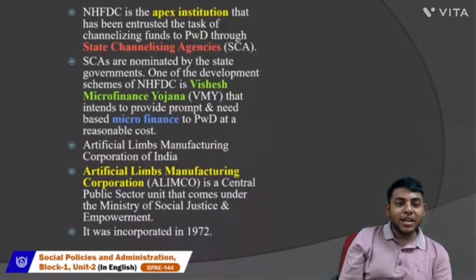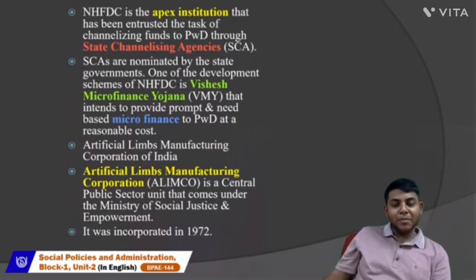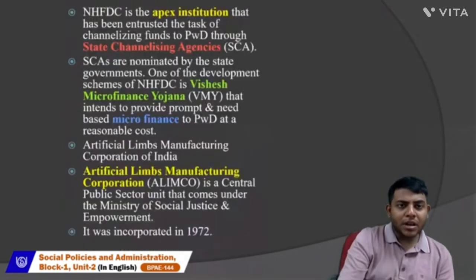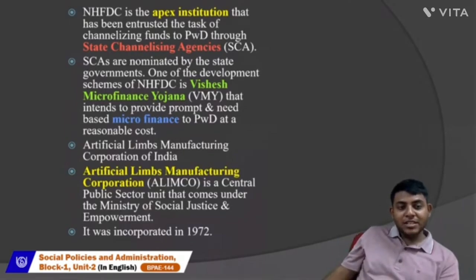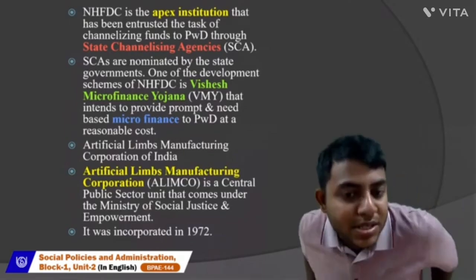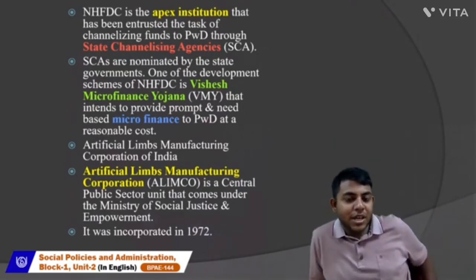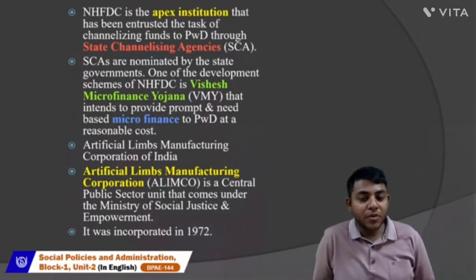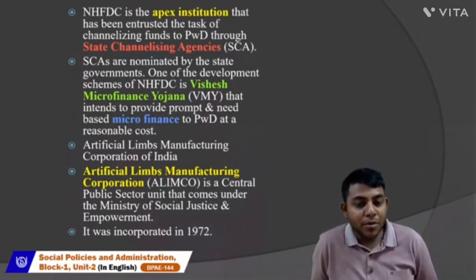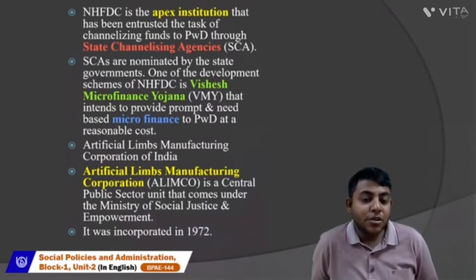So the National Handicapped Finance and Development Corporation is the apex institution that has been entrusted the task of channelizing funds to persons with disabilities through the state channelizing agencies or the SCAs. So these state channelizing agencies are nominated by the state governments. And one of the development schemes of the National Handicapped Finance and Development Corporation is the Vishesh Microfinance Yojana, VMY, that intends to provide prompt and need-based microfinance to the persons with disabilities at a reasonable cost.